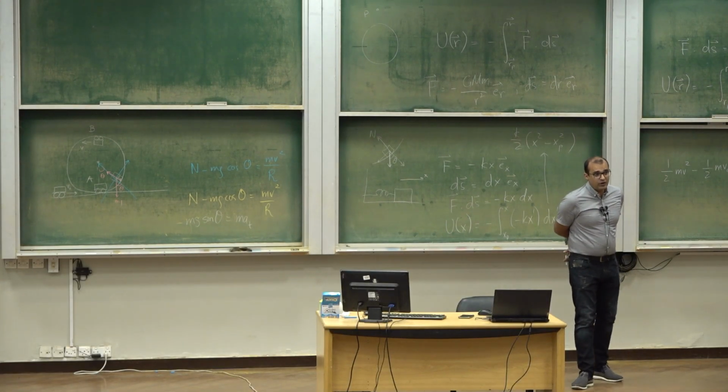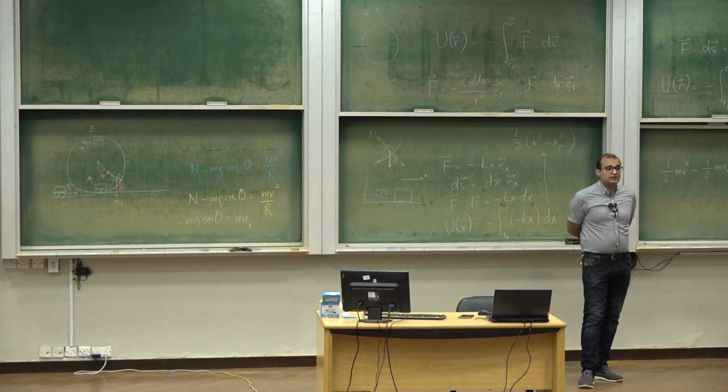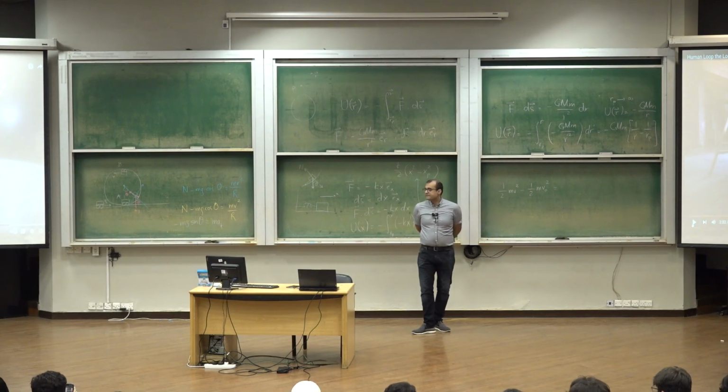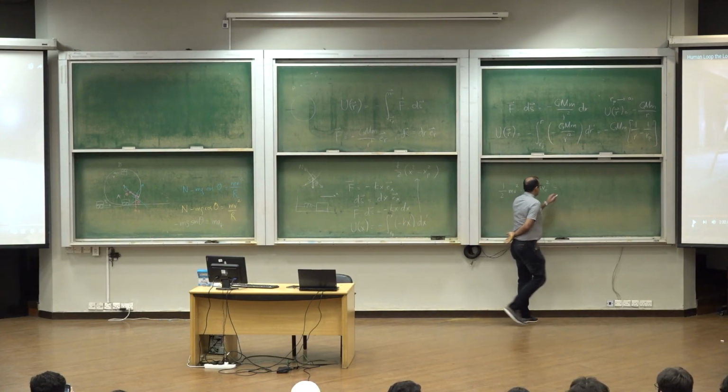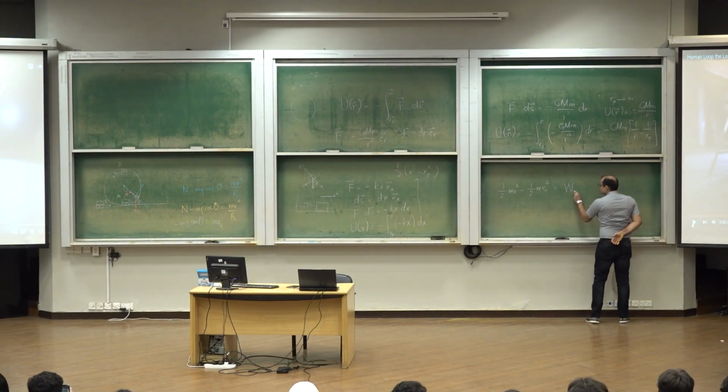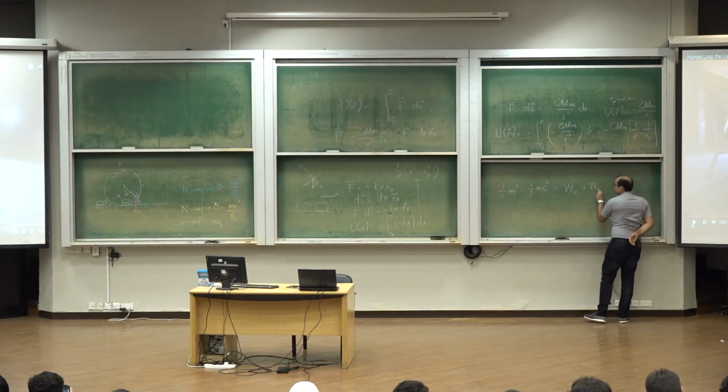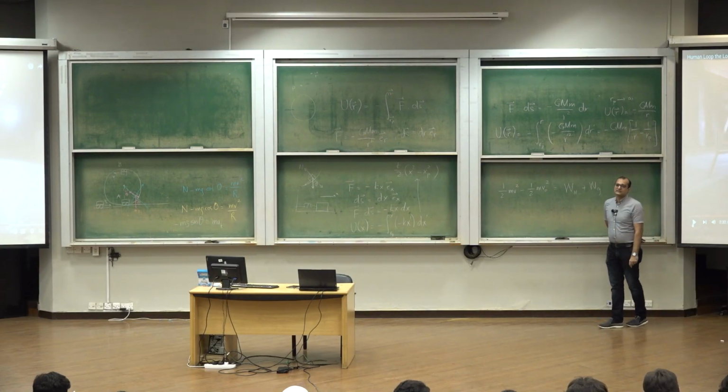ठीक है? So that's why, जब work calculate करो, the vector character of the force is absolutely crucial. Okay? So this must be equal to the work done by the normal force plus the work done by the gravitational force. That's the total work done. There are the only two forces acting.